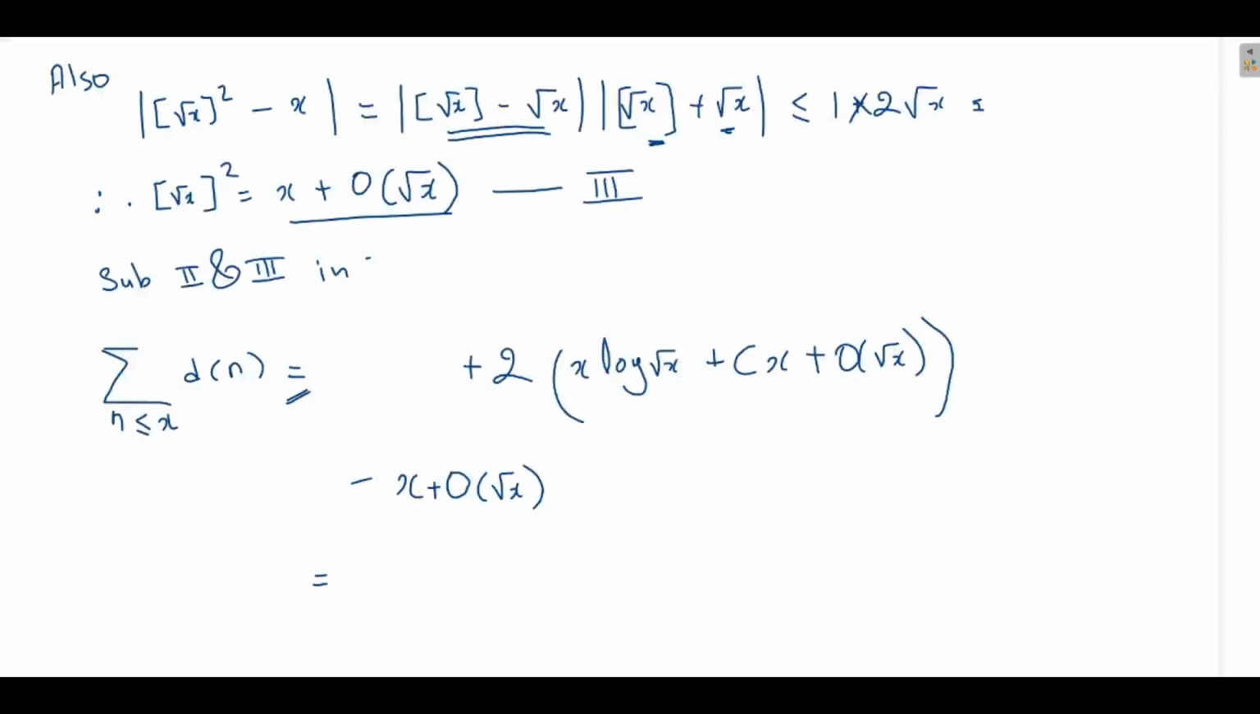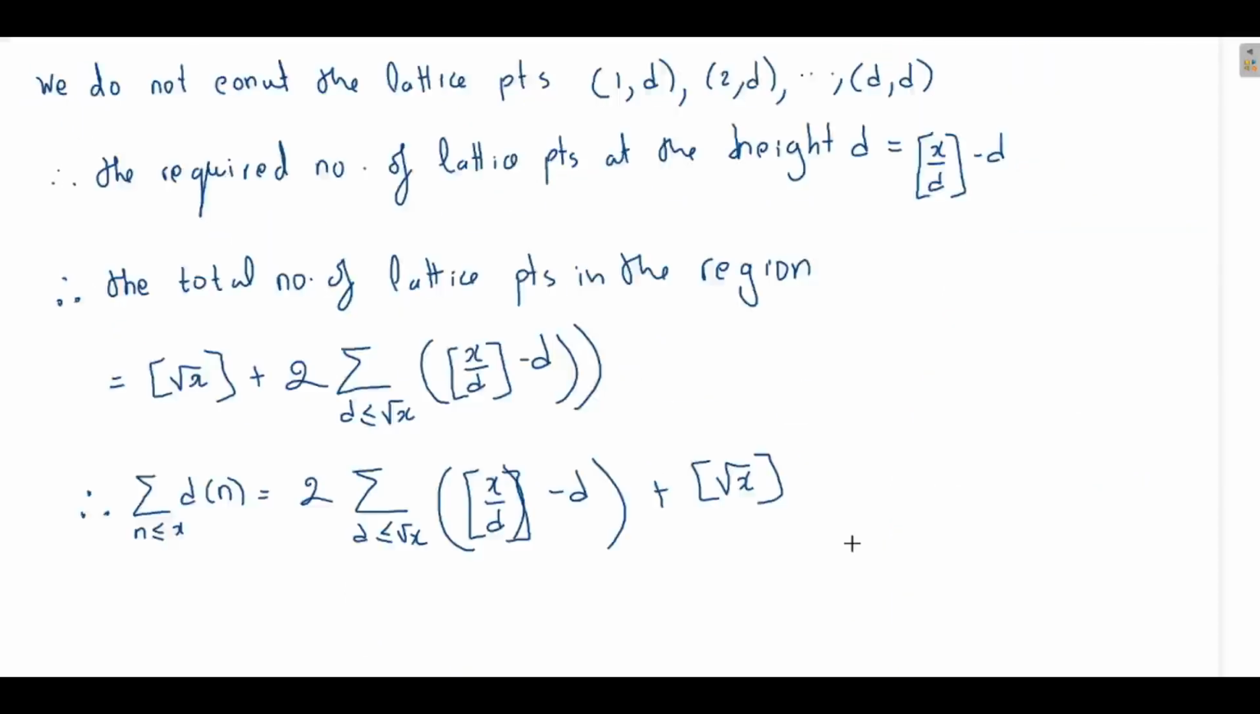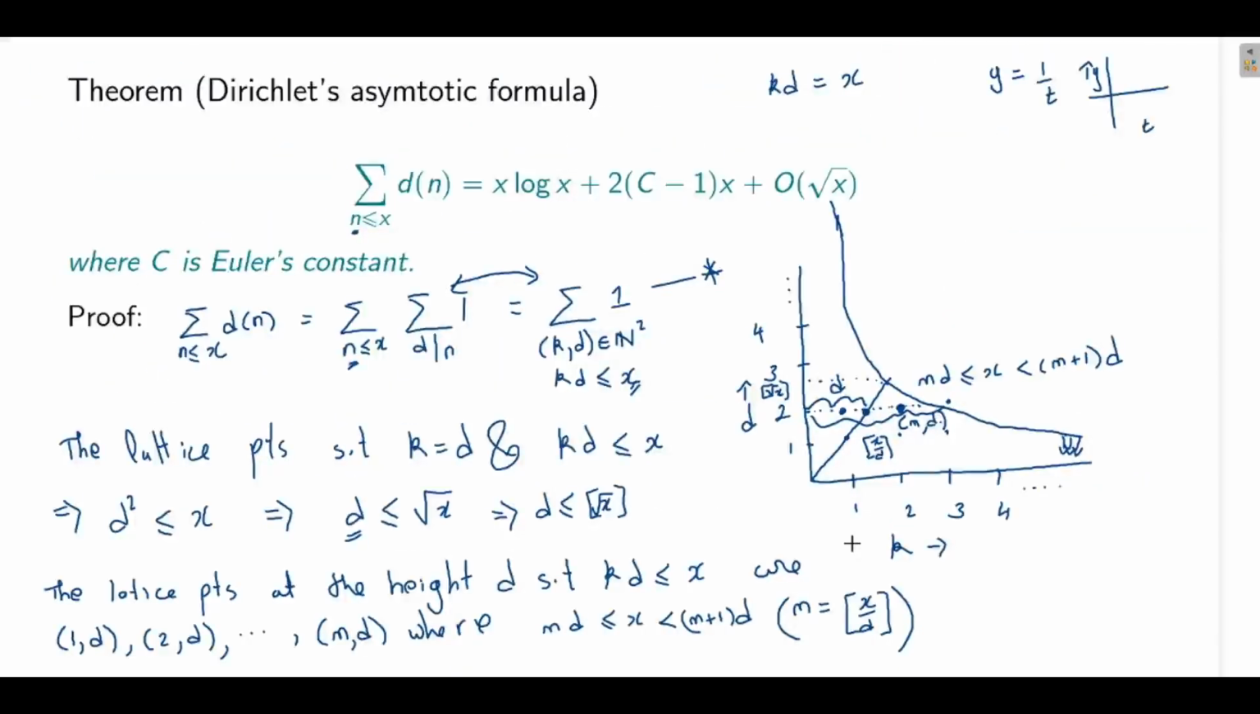This is fine. Okay, so we'll take this out. What you get here is x log x plus 2cx, and here you have minus 1, so we can have 2 times (c minus 1) x plus big O of square root of x, and this is what our result asks us to prove. So this is Dirichlet's asymptotic formula.